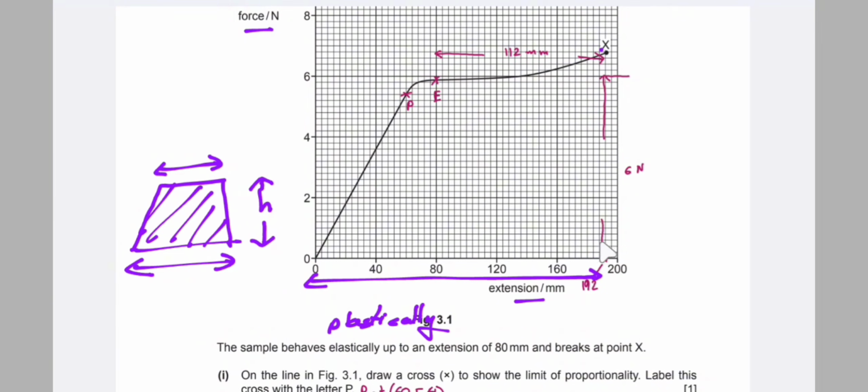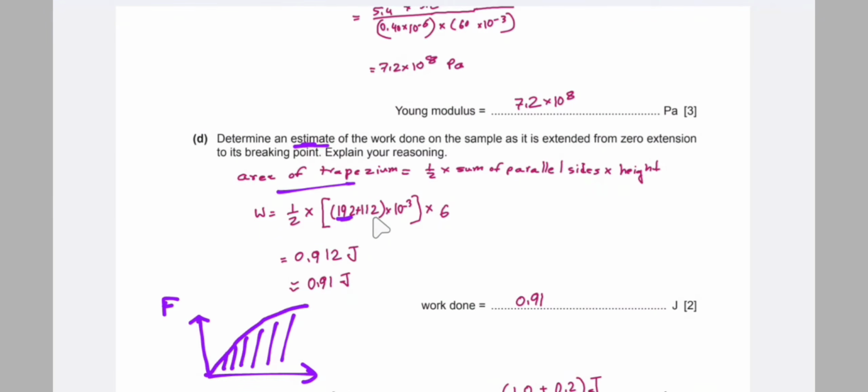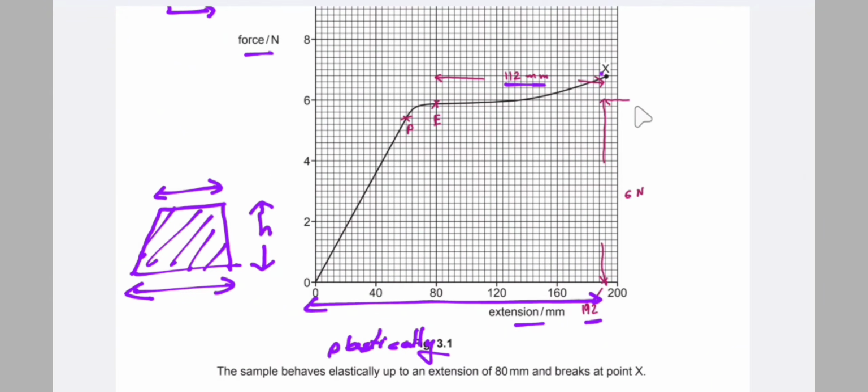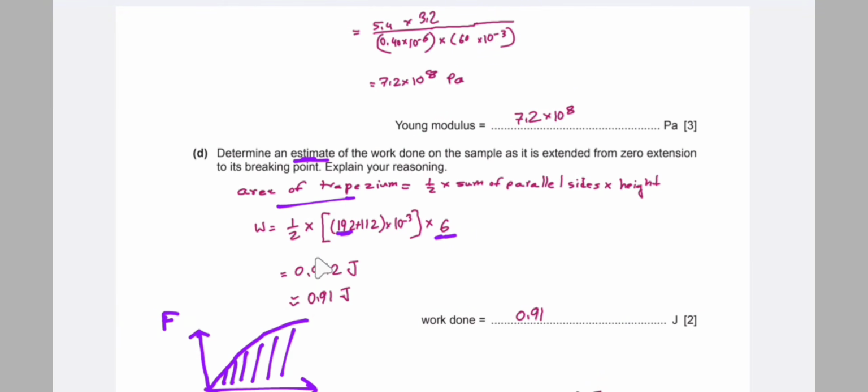So half into sum of two parallel sides, and the parallel side is approximately 192 millimeter, and this side, from this point to this point, is approximately 112 millimeter. We have to just get an approximate value. So 192 and 112 millimeter, and we convert this to meter, that is 10 to the power minus 3 meter. Then what is the vertical height? We consider the vertical height from this point to this point, that is approximately 6 Newton. So the work done we get is 0.912 joules, that is approximately 0.91 joules, two significant figures.